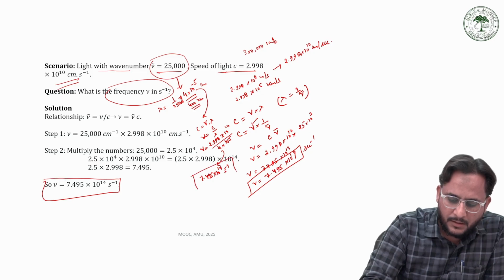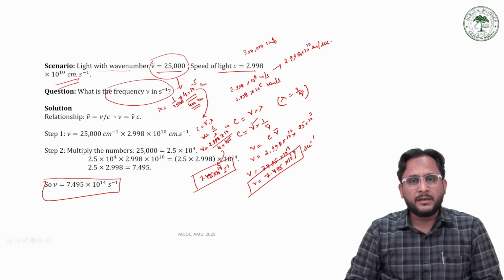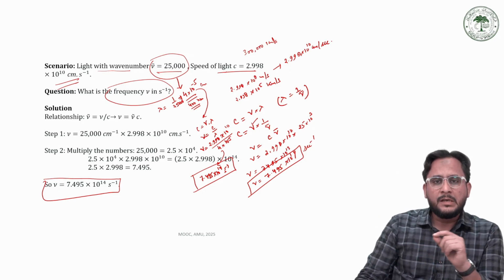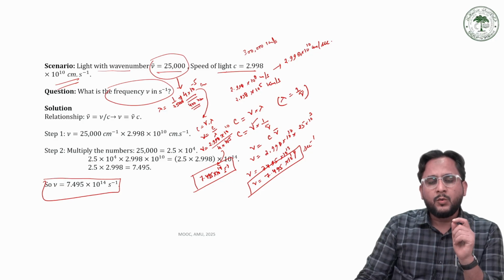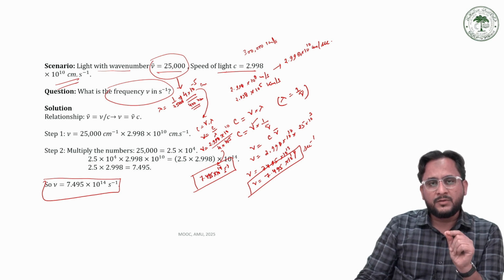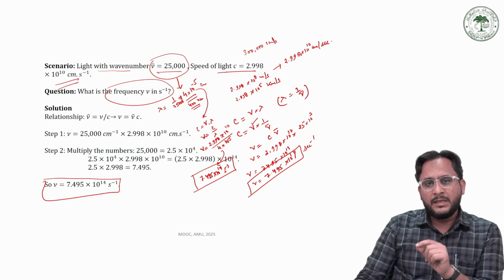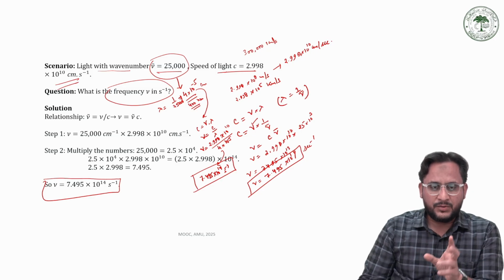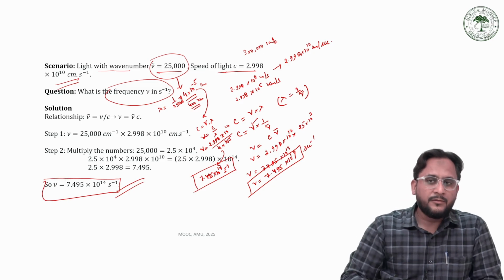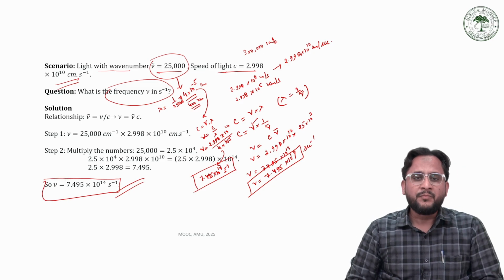So we can calculate it either way: either by first changing the wave number into wavelength and then applying the formula c is equal to frequency into wavelength, or we directly apply the relation that frequency is equal to speed c into wave number, multiply, and get the answer. So in this way we can calculate the value of frequency, and this is how we solve problems relating to fluorescence spectrum.